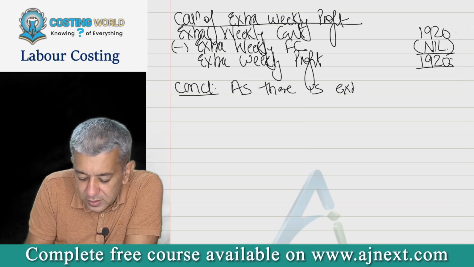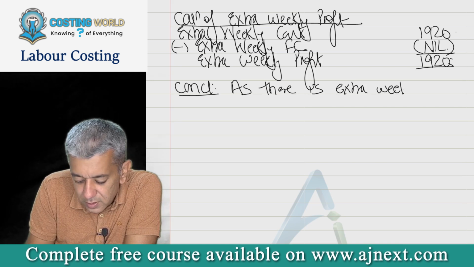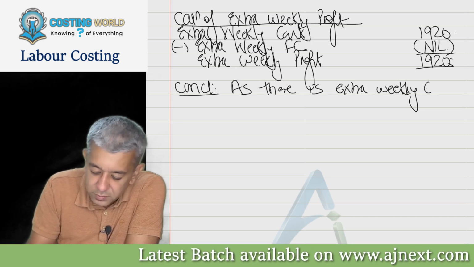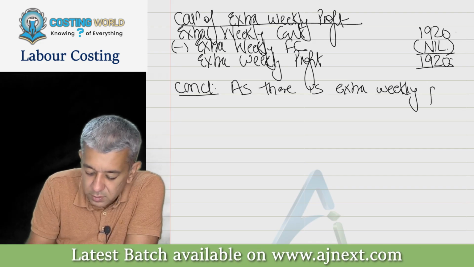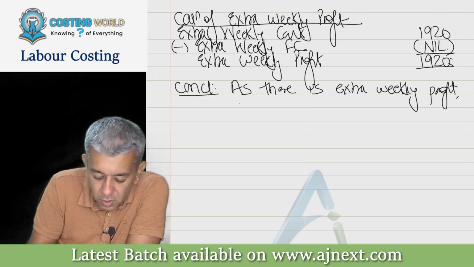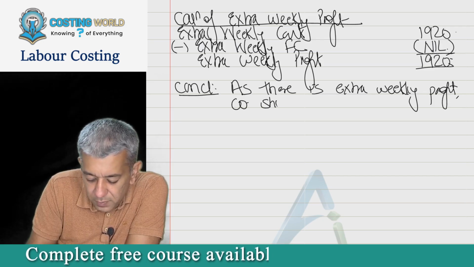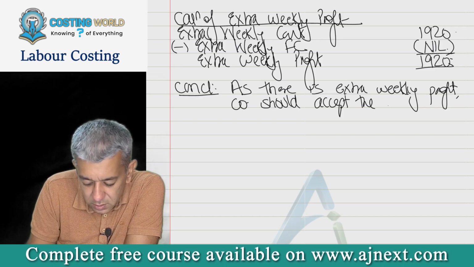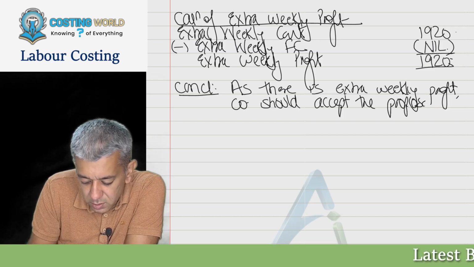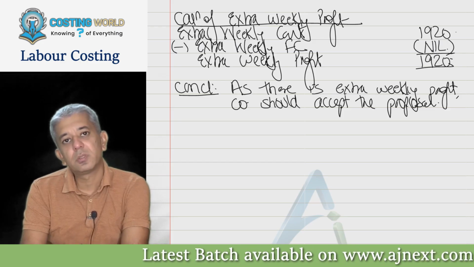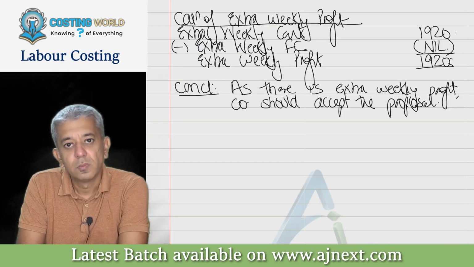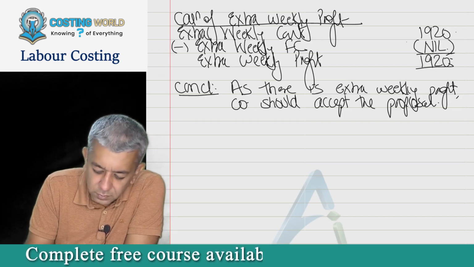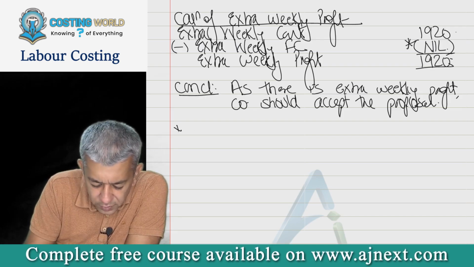As there is extra weekly profit, comma, company should accept the proposal. Write down over here asterisk, put over here.